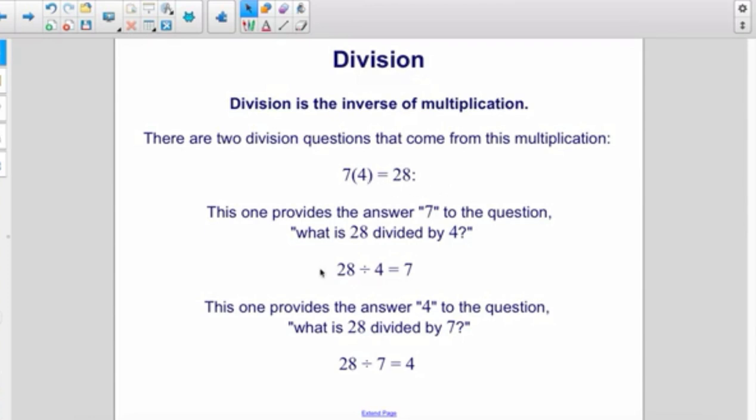This one provides the answer 7 to the question, what is 28 divided by 4? This one provides the answer 4 to the question, what is 28 divided by 7?